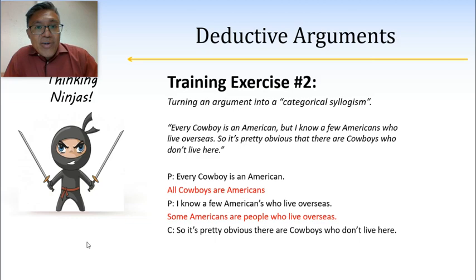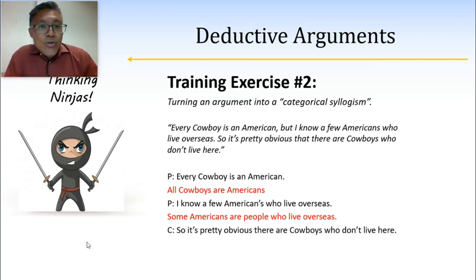So notice that we've identified the phrasing for our three terms. Cowboys is a group, a category. Americans is a group, a category. And then people who live overseas. It's important because now that we've phrased and identified our three terms, we want to make sure that we are consistent so that whenever we're talking about the same group, we use the same terminology, right?